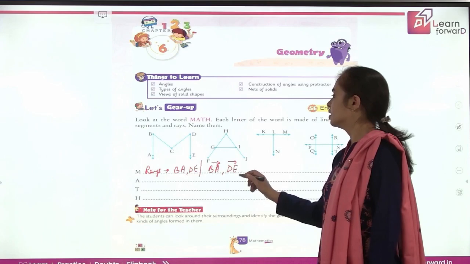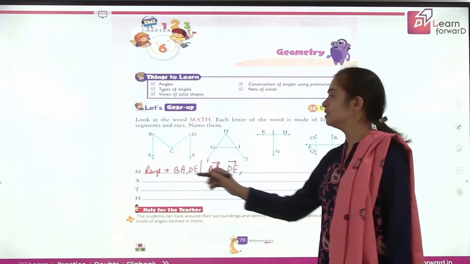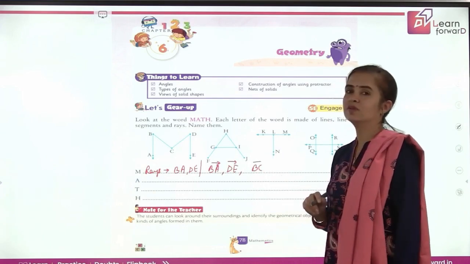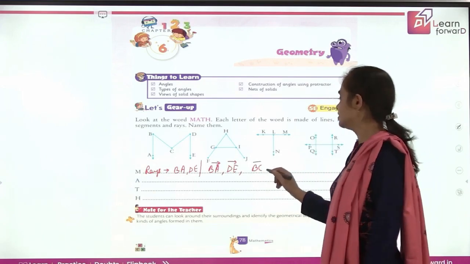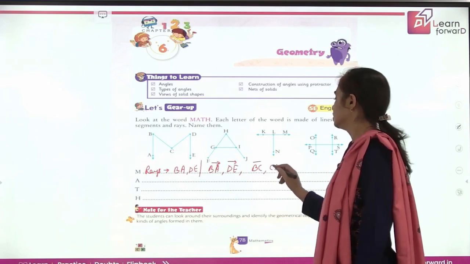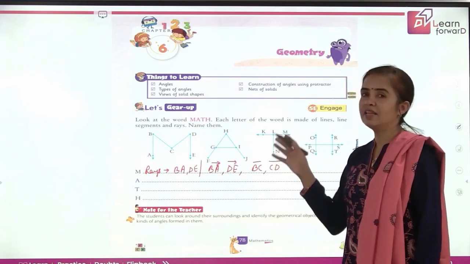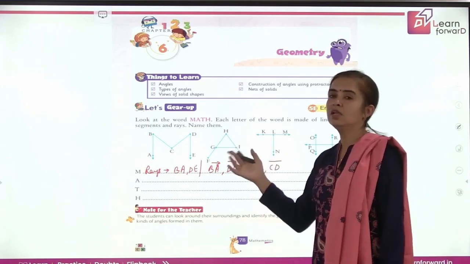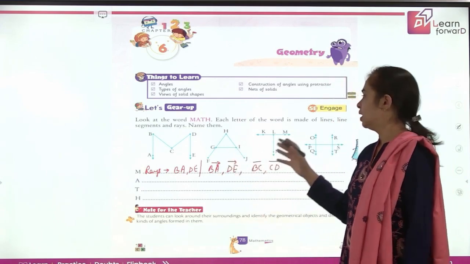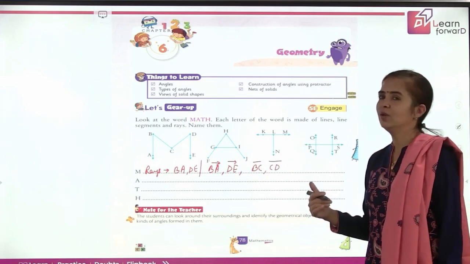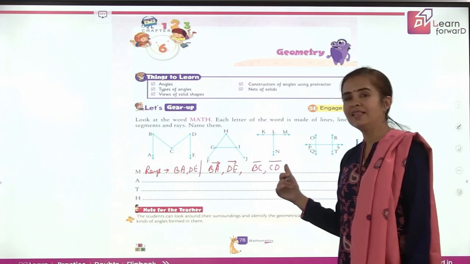Coming to next, we have line segments here, BC. I'll make a line segment mark over this just to make sure that this is a line segment I'm talking about. Similarly, you have CD. This is also a line segment. Do you have any line here? No. So that's all done. Similarly, you will be doing for A. Now look at T. Do you have any line segment there? No. Do you have a line there?